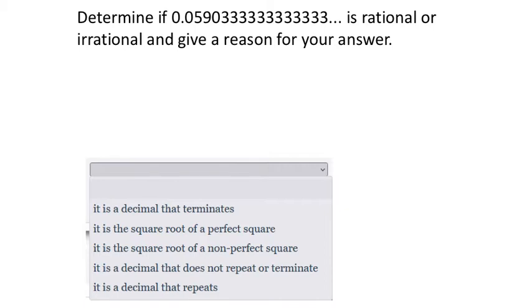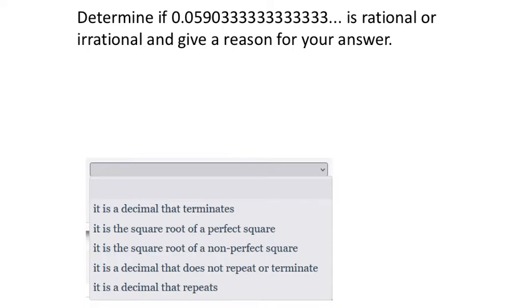It is a decimal that terminates. And just right there, if it terminates, we know that means it's a rational number. If it's the square root of a perfect square, that is also rational. If it's the square root of a non-perfect square, then that would be irrational. It is a decimal that does not repeat or terminate, okay? If it does not repeat or terminate, that's irrational. Or it is a decimal that repeats, that would be rational.